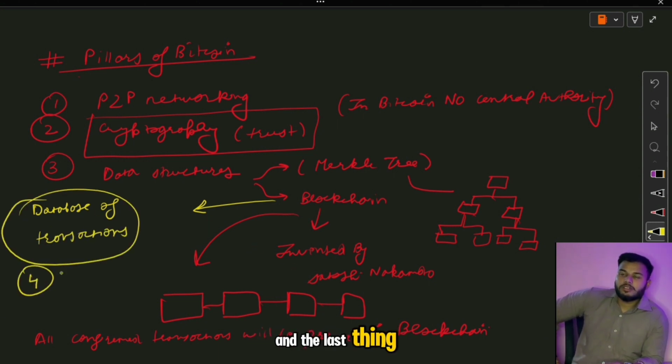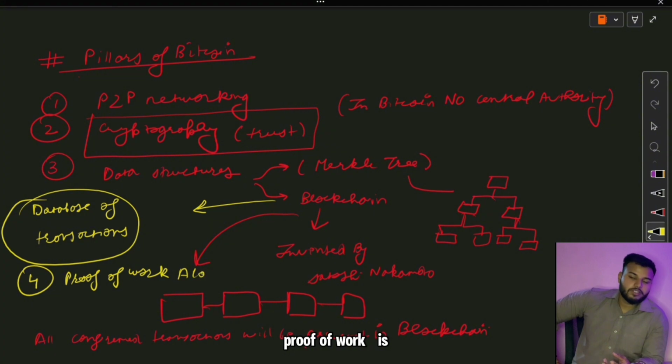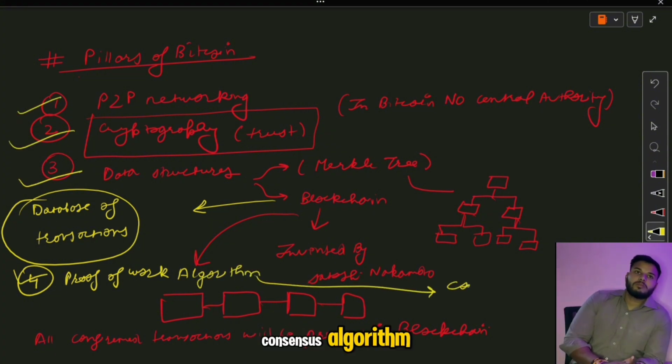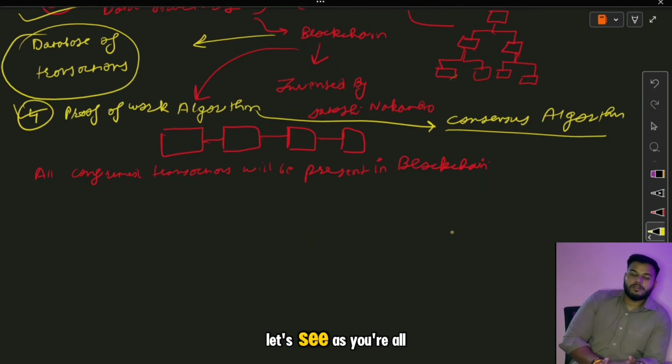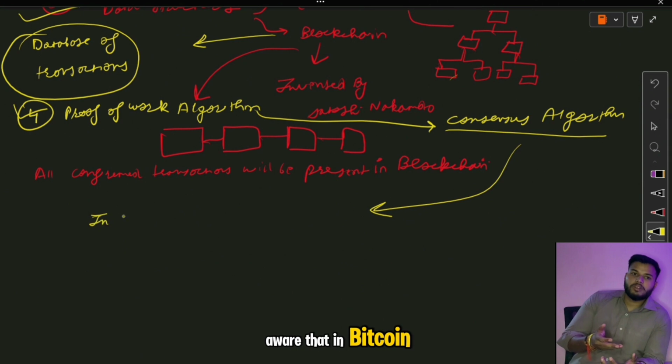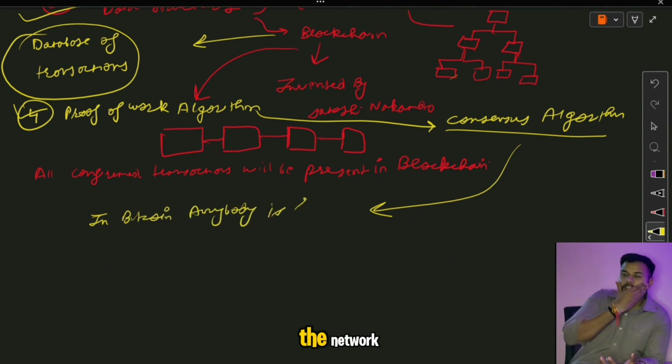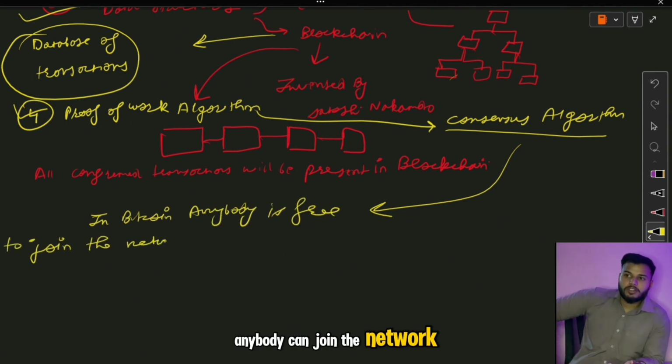And the last thing which we can call a pillar of Bitcoin is the proof of work algorithm. Proof of work is the consensus algorithm which is used in Bitcoin. Just to give you a brief idea of what a consensus algorithm is, as you are all aware, in Bitcoin anybody is free to join the network. Anybody can join the network at any point of time.